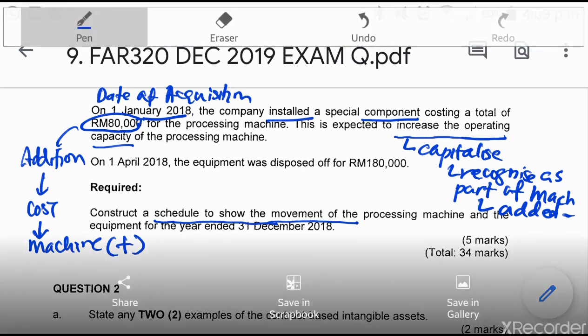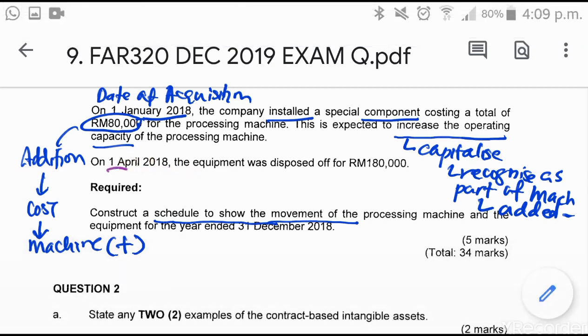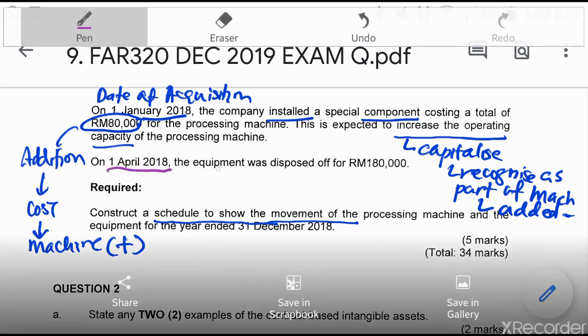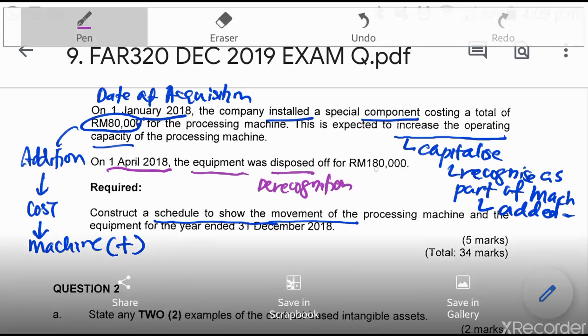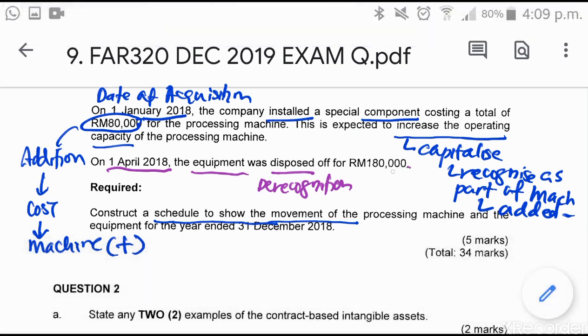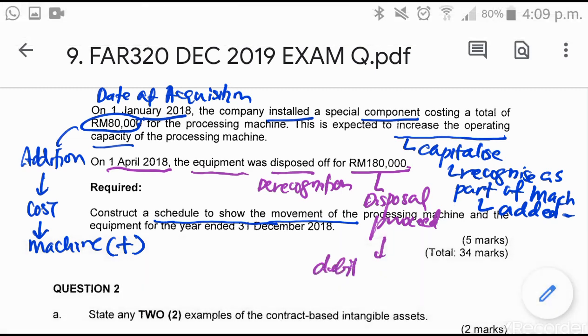And then you have another one, the last information there. On 1st of April, the equipment was disposed. So this is a derecognition. And the equipment was disposed for 180,000. 180,000 is the disposal proceed, meaning that this is the one that is being debited to bank account.